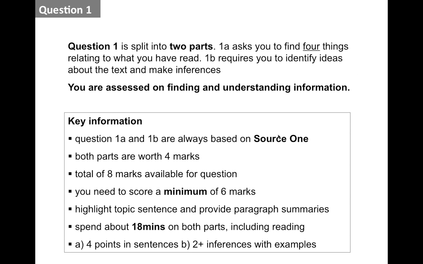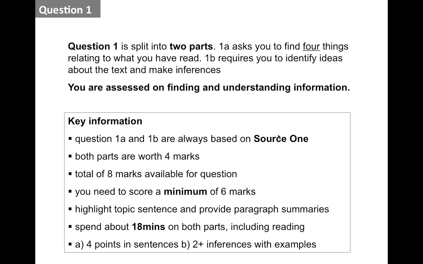So question 1, like I said a minute ago, is always split into 2 parts. Question 1A is a little bit like a warm-up activity, where you're just asked to find 4 things relating to what you've just read, 4 things that you learn through what you've read. 1B is slightly different, and it requires you to identify some ideas about the text and then make some inferences. So it's taking on that idea of finding things, but showing that you've understood them as well. And you're assessed on finding and understanding information.